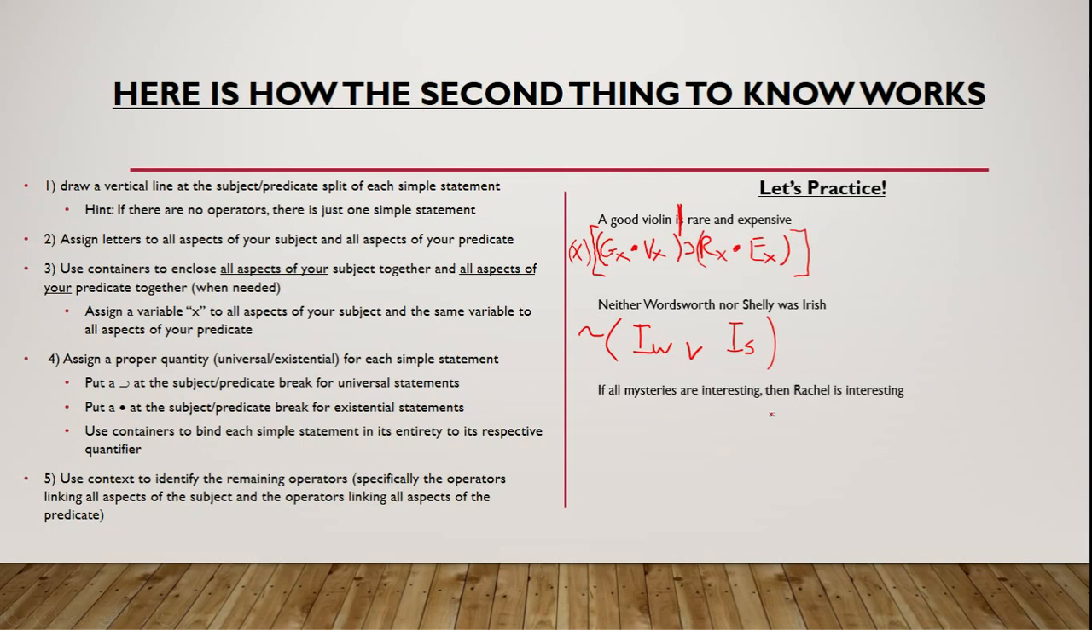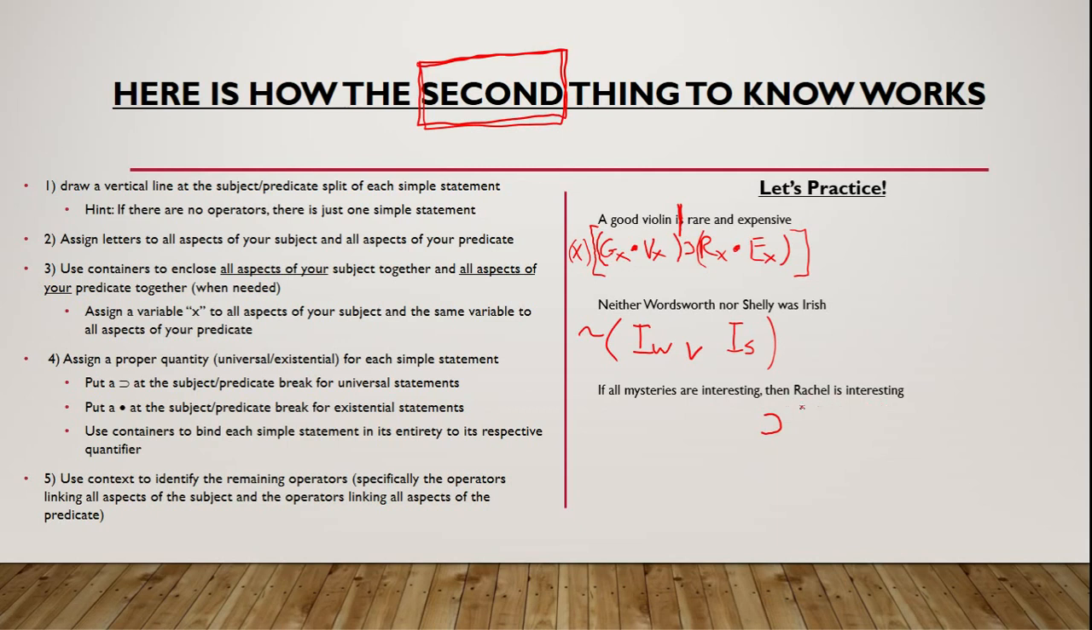Last one. If all mysteries are interesting, then Rachel is interesting. Let's start with the easy move. If all mysteries are interesting, then Rachel is interesting. We have an if-then statement, so we have a horseshoe. We're going to break this horseshoe into its two different statements now. Let's focus on the Rachel is interesting part.